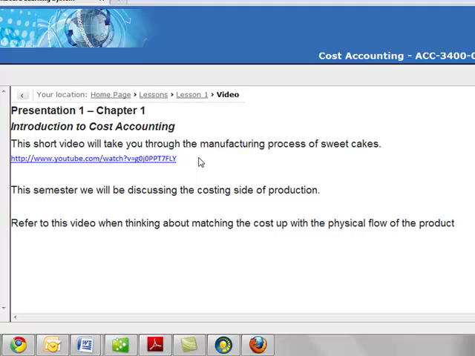Chapter 1 is an introductory chapter, so we will cover just a few topics. This will be a really short little introduction to cost accounting. You can flip through your textbook and get a feel of the direction that we're going and of the differences between your other courses.